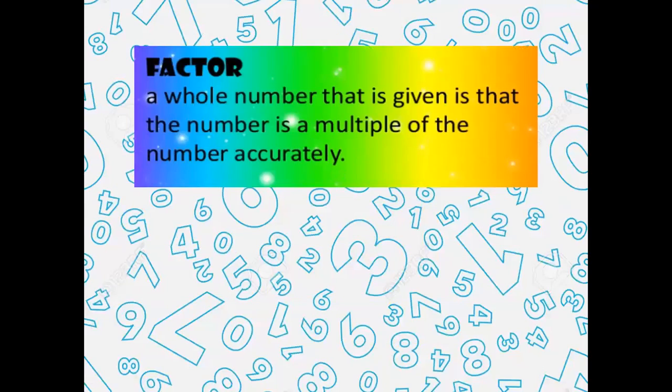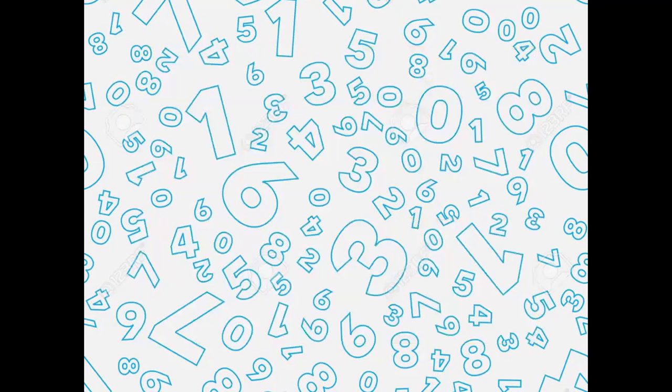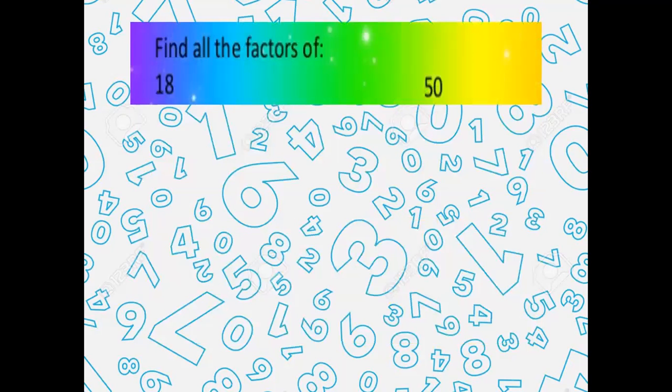Okay, next. The next topic is a factor. A factor is a number that is given, okay, that the number is a multiple of, accurately. Accurately meaning this is a number that can actually divide a given number accurately, so meaning there is no remainder. So let's take a look. 1 in itself is a factor of any given number. Again, right? So 1 can divide any number. Now find all the factors of 18 and 50. So take a look at how we can find all the factors of this number.